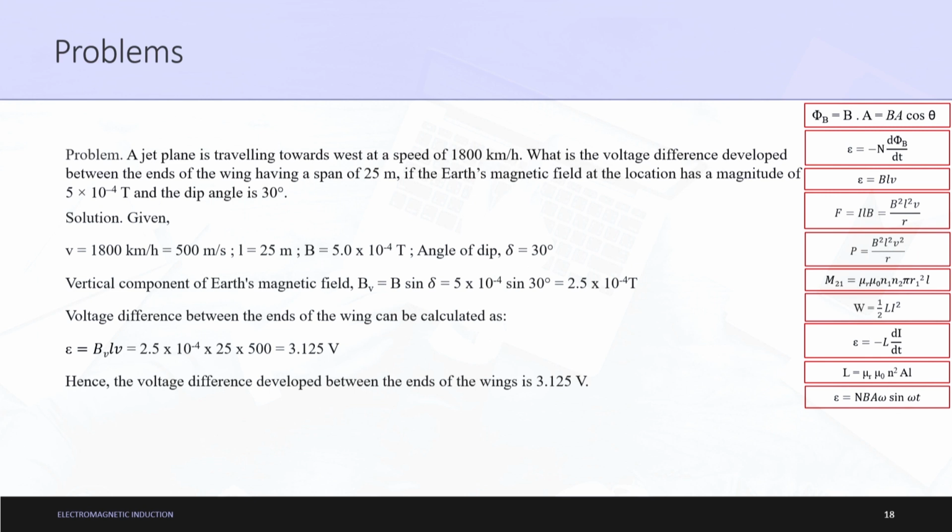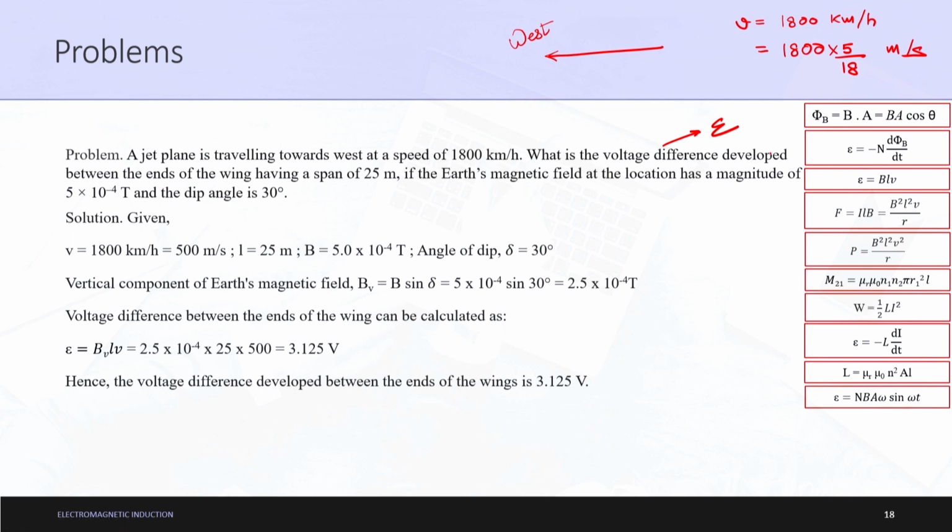Moving to the final problem of the entire discussion of electromagnetic induction. A jet plane is travelling towards west at a speed of 1800 kilometers per hour. Velocity is given to you as 1800 kilometers per hour, you need to change it into meters per second, that is you need to multiply it by 5 by 18 meter per second. What is the voltage difference developed between the ends? Voltage difference is being asked, that means the epsilon value is asked, and since velocity is given to you, it is again a question of motional electromotive force.